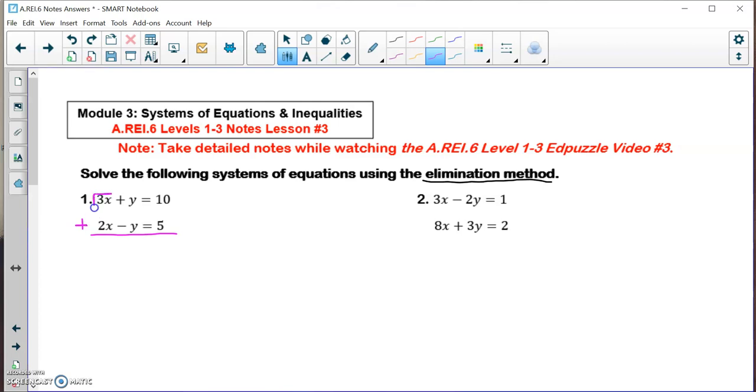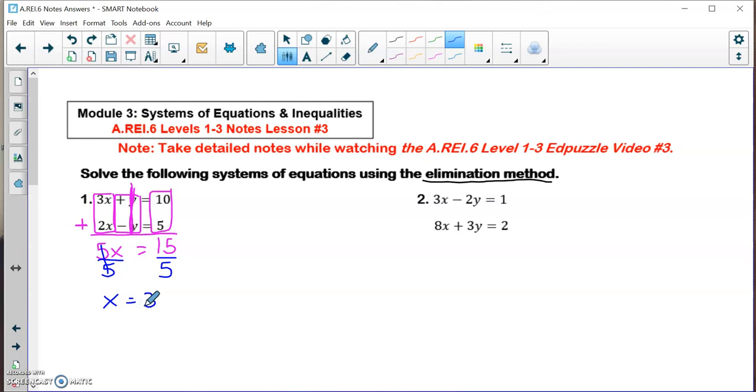So adding these two equations together, a 3x plus a 2x comes out to be a 5x. A plus 1y plus a -1y eliminates. Those variables disappear, which is good. That's what we need to happen. And this will equal a 10 plus a 5, which is a 15. So now this pink equation is an equation with just the variable x in it. I'm going to find x by dividing by 5, and I wind up with x is equal to 3.